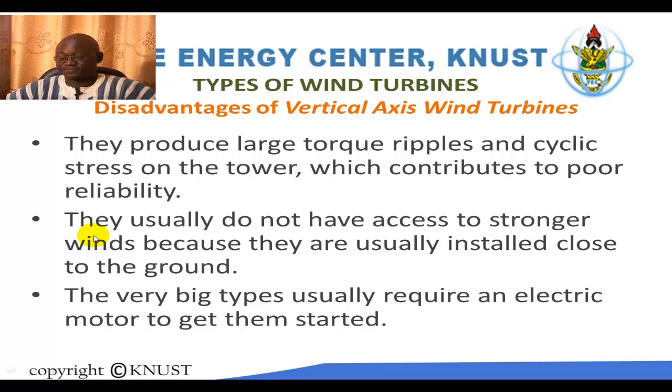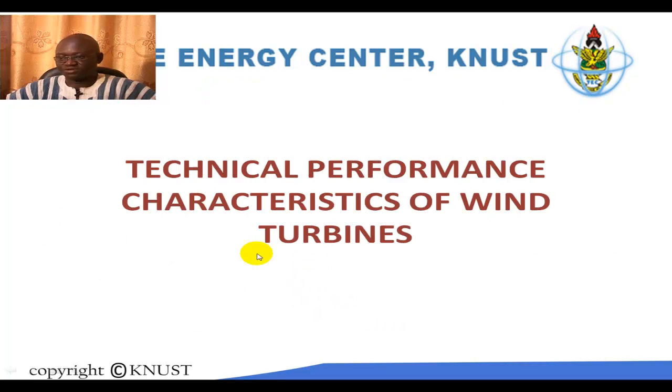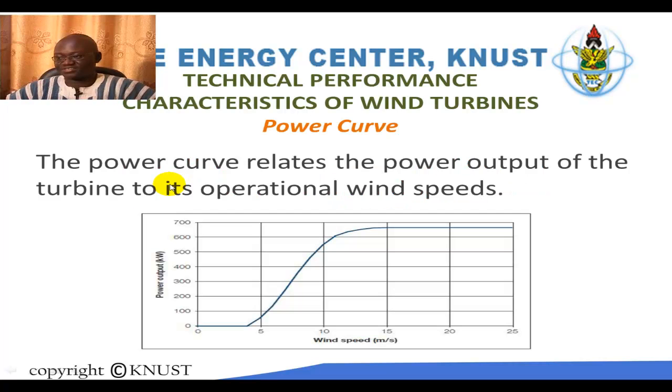And then the very big types usually require an electric motor to get them started before the wind can naturally take over the movement of the turbine. So these are some disadvantages. There are a lot more others that you can find in literature or in books. But these are the basics. So we'll now move on to some technical performance characteristics of wind turbines.